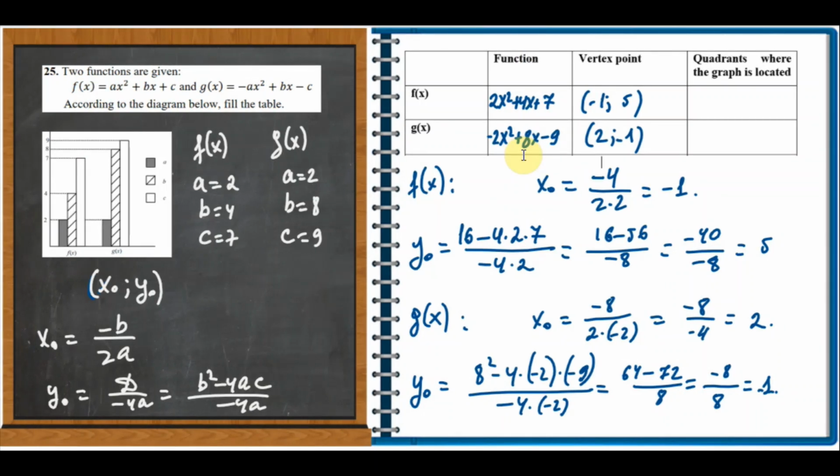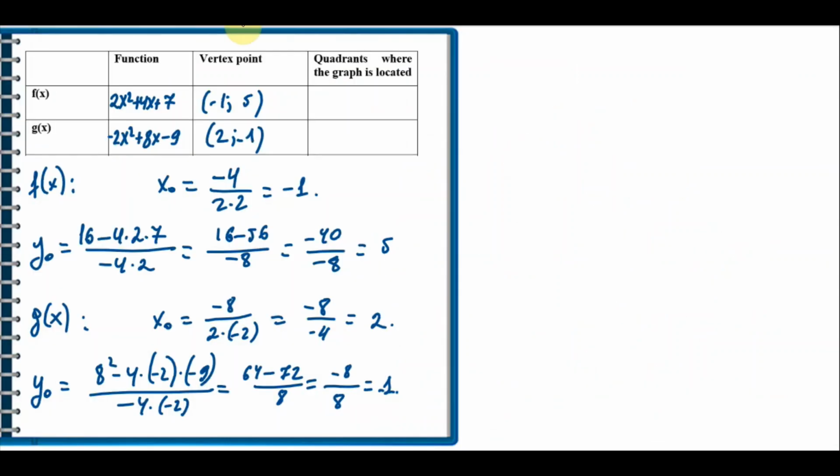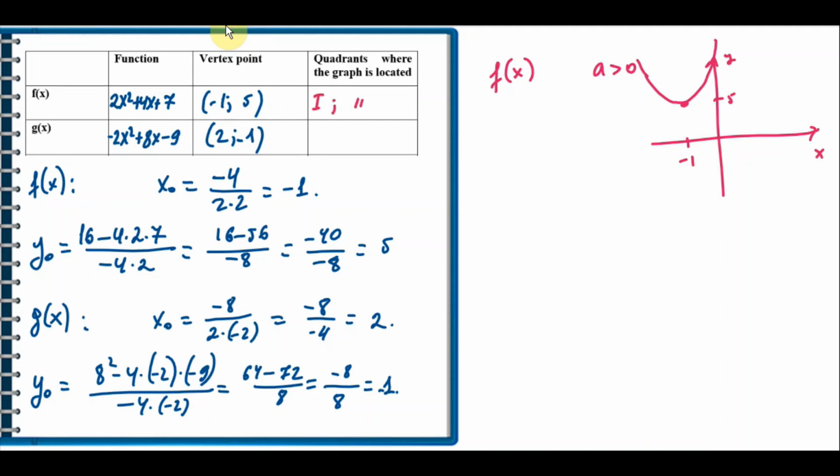Now let's find the quadrants where the graphs are located. To find it, we must be able to sketch the graphs. For fx, we know that a is positive, so the graph will open upwards. What is the vertex? The x coordinate is negative 1, and the y coordinate is 5. Here's the vertex, and it's opening upwards, and you will see that it's passing through the first and second quadrants, right? This is the first quadrant, that's the second quadrant.